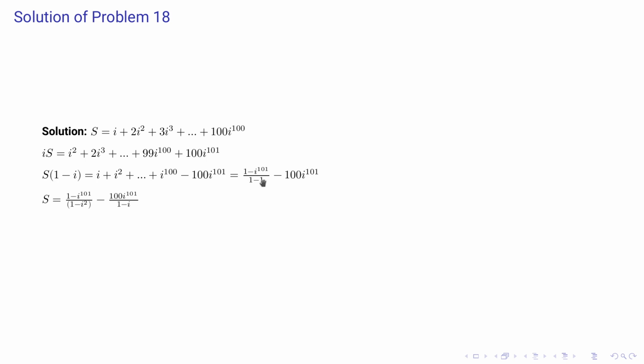Now we take out this 1 minus i and put it in the denominator. We get i into 1 minus i to the power 100 by 1 minus i square, minus 100 i to the power 101 divided by 1 minus i. Now you can simplify this further. So I have left that for you.